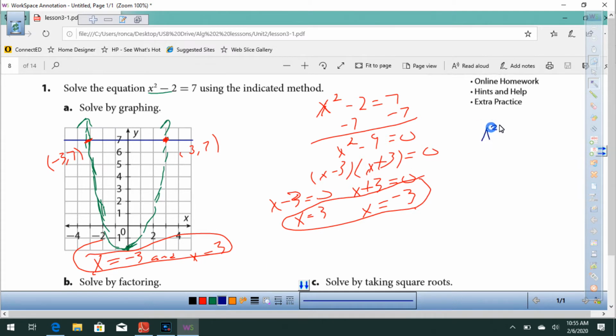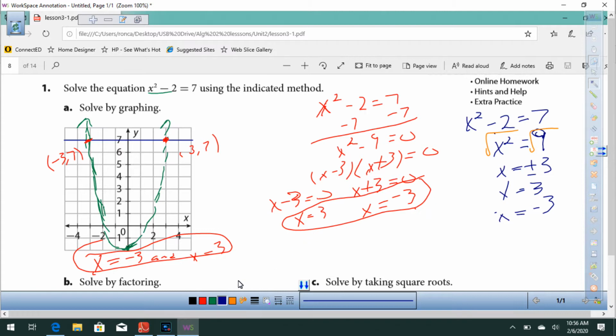We've got x squared minus 2 equals 7. So let's add 2 to both sides. And we got x squared equals 9. And then we'll take the square root of both sides. And we get x equals plus or minus 3. So x equals 3 and x equals negative 3. Got the same answer all three ways.